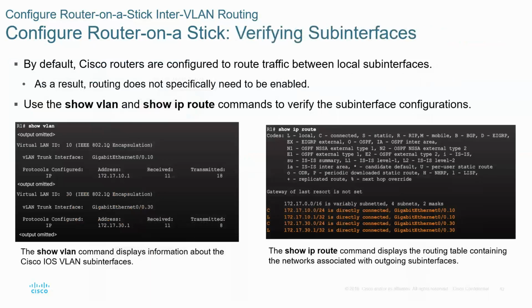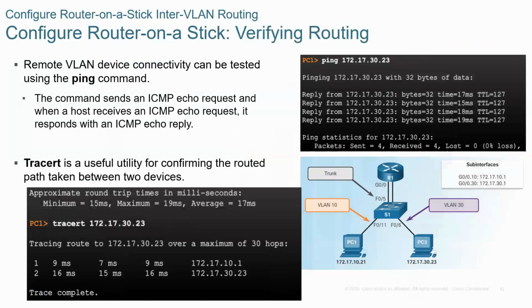Final thing is just some verification commands. If you do show VLAN or show IP route, you will be able to see the sub-interfaces, and you will be able to see the VLANs connected to these sub-interfaces. You'll be able to see the routes as well. Okay. If you ping from one device in one VLAN to a device in another VLAN, obviously this will work.